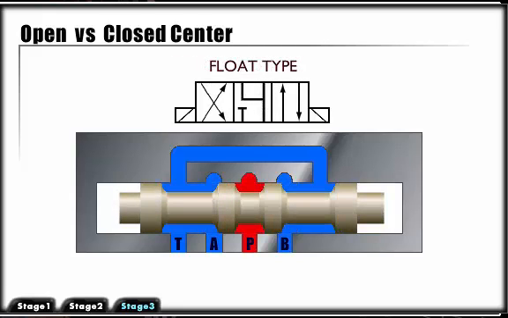This float type configuration blocks P while interconnecting A and B ports to T. Because P is blocked, the circuit becomes closed center. This center type is commonly used in parallel circuits where we are freewheeling a hydraulic motor in neutral.